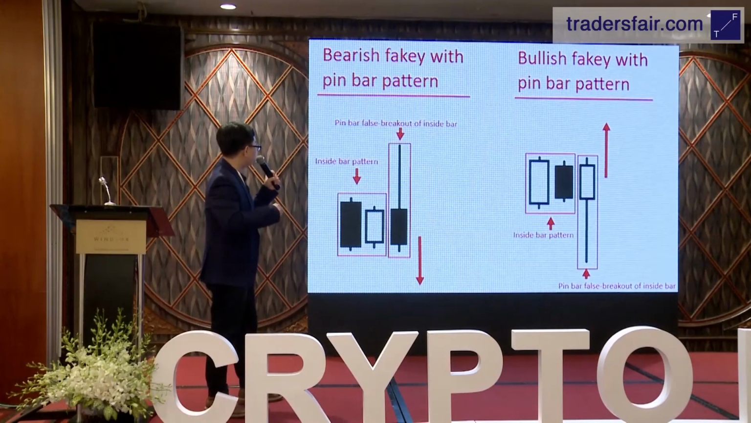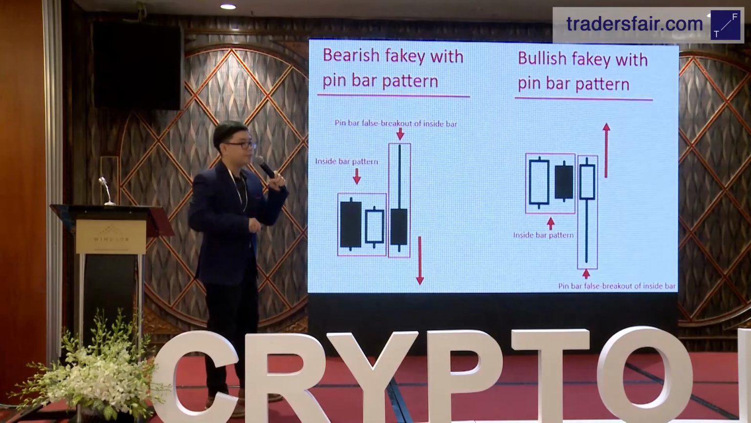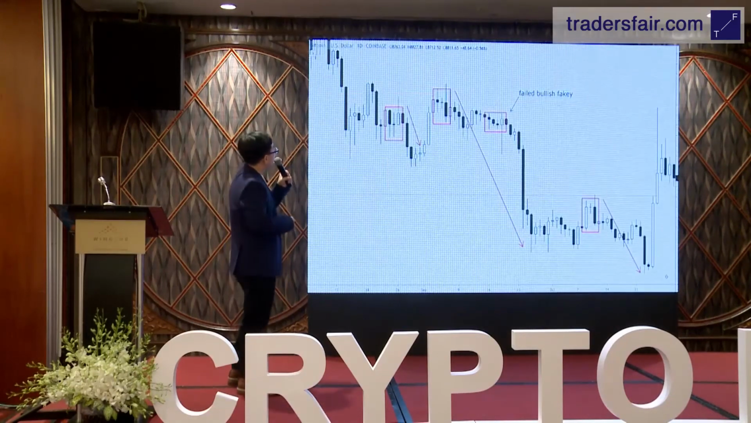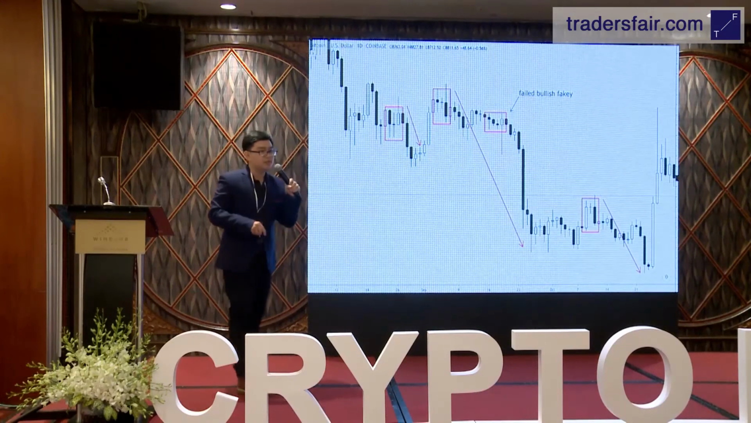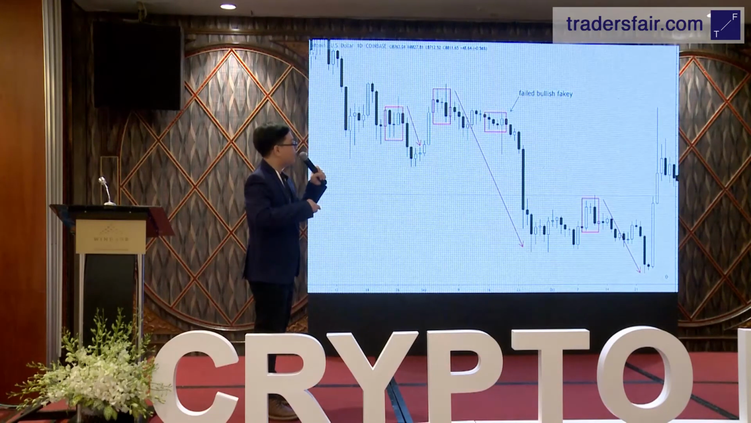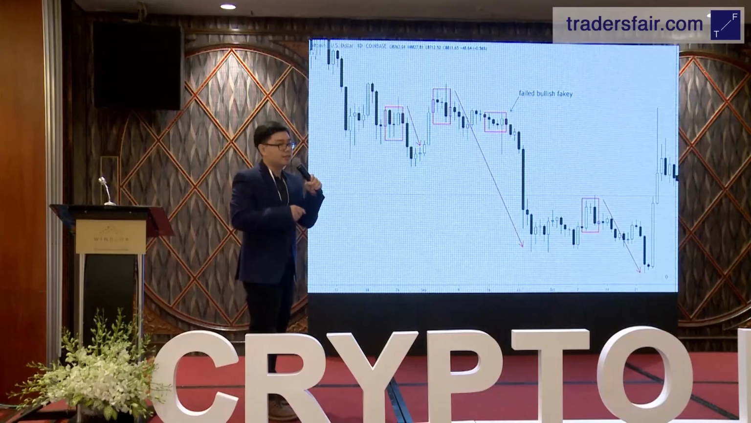The market breaks up and then it goes down. The market breaks down and then it goes upside. We see some examples of the bearish and the bullish fakey. On the Bitcoin, you see that this is a bearish fakey. It has a false break in the form of a pin bar, and it caused the market to fall lower. This is a bullish fakey, but it doesn't cause any price to rise because the dominant trend is down.